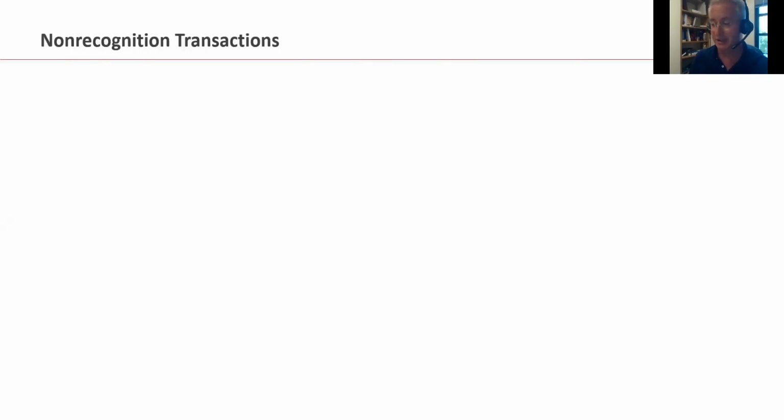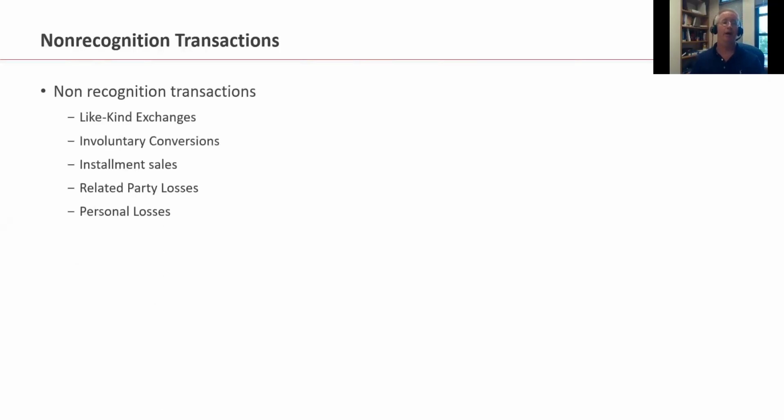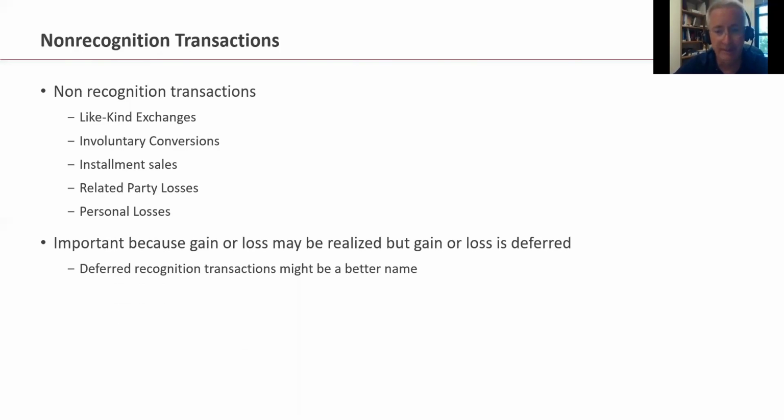Non-recognition transactions, which isn't really an apt title, but it's the one the book uses. This is a situation where the recognized gain might be excluded or deferred, right? Not just the character changed, we might actually change the amount. Okay, so there are 5 kinds we're going to talk about: like-kind exchanges, involuntary conversions, installment sales, related party losses, and personal losses. These are important because, as I mentioned, that realized gain may not be recognized.